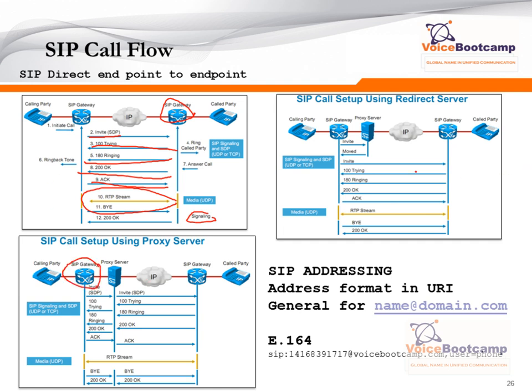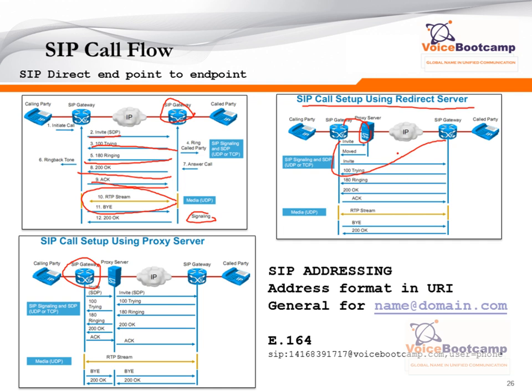Then you have a SIP redirect server. A SIP redirect server is basically when the call comes to the proxy server, at some point the system will tell the proxy server, and the proxy server will tell the gateway, hey, go contact this guy directly, rather than the proxy handling the call for you.